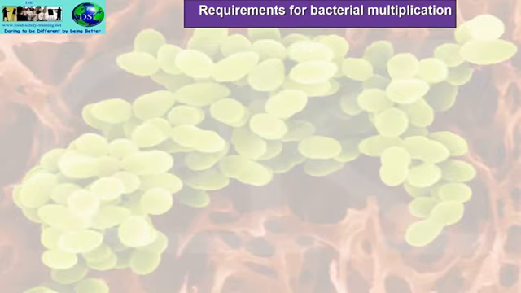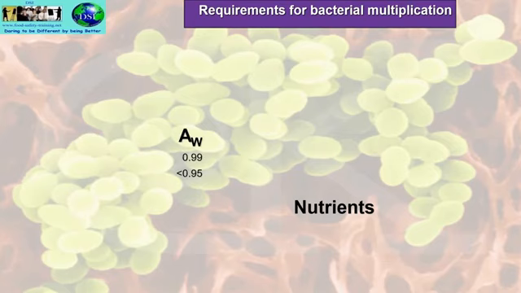And what are the requirements for bacterial multiplication? Well, we need nutrients. First of all, moisture content. AW, which is the moisture content, needs to be between 0.99 and 0.95. Anything lower than that, then it's too dry for the bacteria to survive.